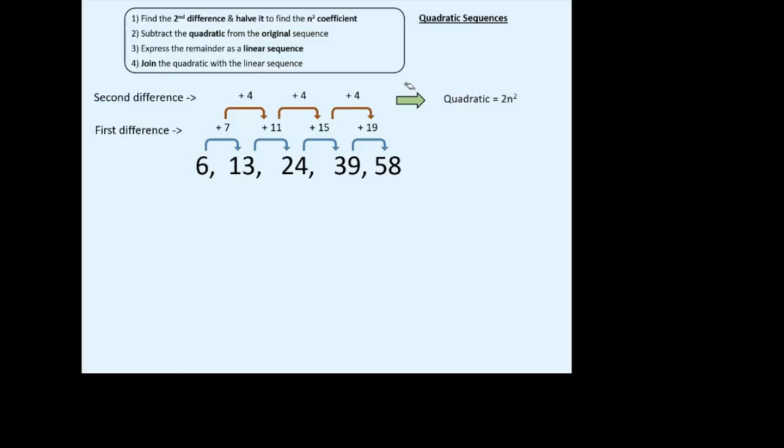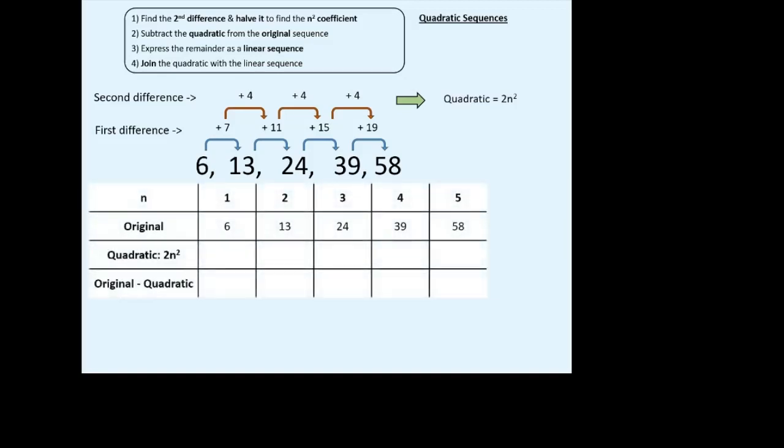The next bit I like to lay out on a table just to make it a little easier to follow, because if you're a bit untidy here, it can get confusing. I have n, which is just my term numbers, and then I have my original sequence as I started with to begin with. What I'm going to do is work out what 2n squared is, and I'm then going to subtract it.